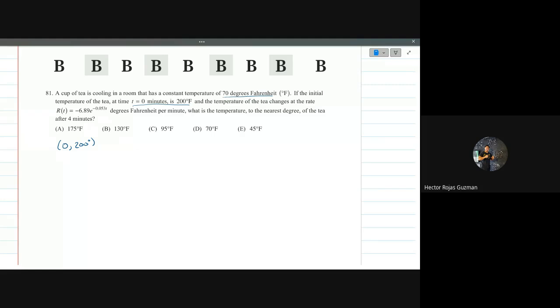Okay, so we're going to use the formula f of x is the integral from 0 to x of f prime of t dt plus f of a. So if I want to find the temperature of the tea after 4 minutes, we're going to say the integral from 0 to 4 of r of t dt plus my initial condition, which is 200 degrees Fahrenheit. You're going to plug that into the calculator and you're going to get one of these answers.